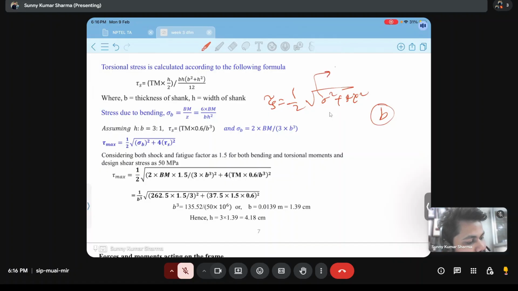You can see that sigma is equal to My by I, and we discussed that tau is equal to T r by J, where J is the polar moment of inertia.